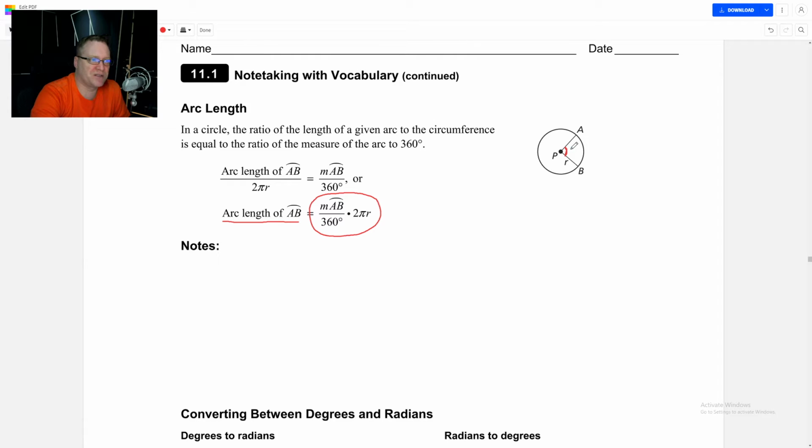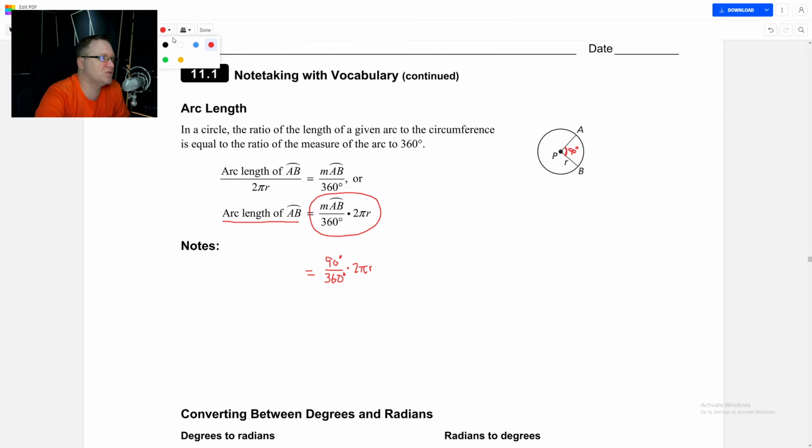Let's say for this one, it's 90 degrees. So what we do here is we just have 90 degrees divided by 360 degrees, times 2 pi r, where r is the radius.